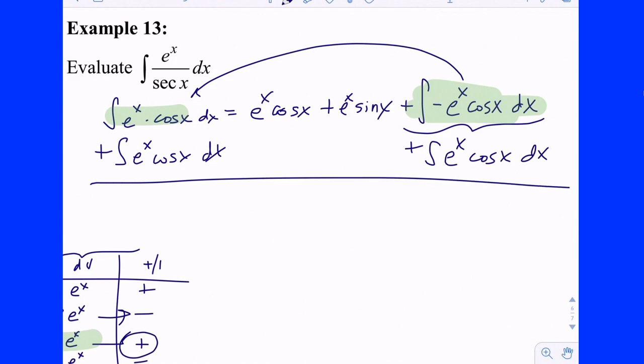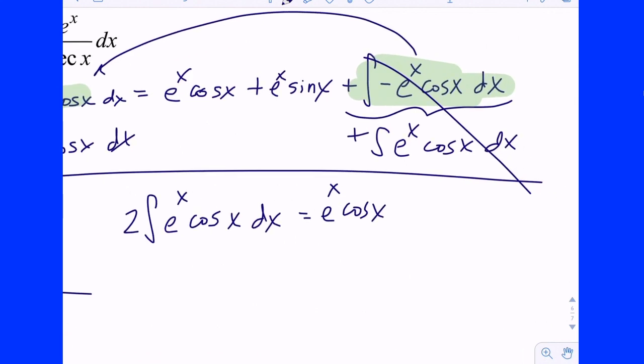We'll do it the way we did it in Algebra. What happens to the term on the right side? It cancels. And what happens on the left side? I get two of them. So I get 2 times the integral of e to the x cosine of x dx equals e to the x cosine of x plus e to the x sine of x. And I better put my plus C there now because I got rid of the integral.